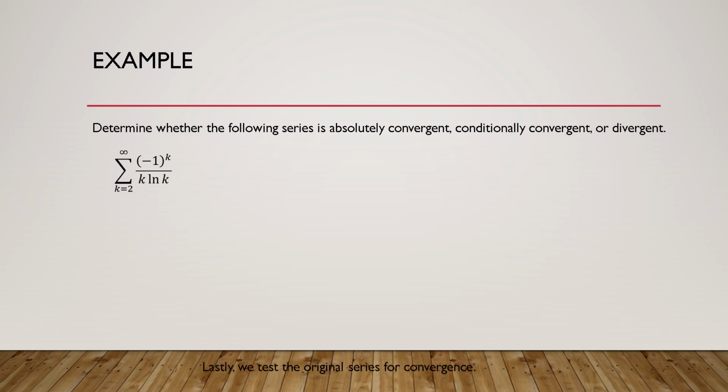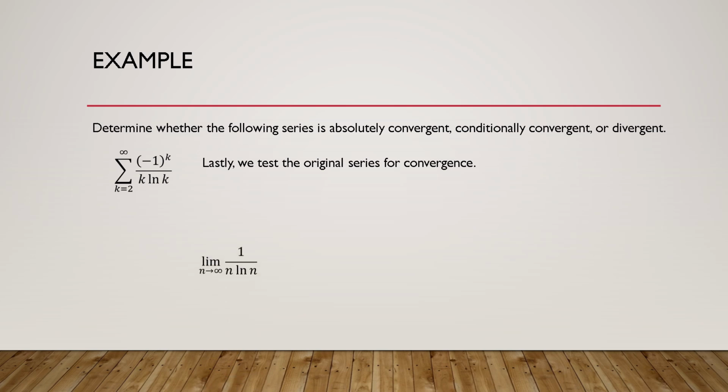Lastly, we determine if the series itself converges. To accomplish this, we have to show that it meets the two criteria for convergence of an alternating series. The first being the limit, as n approaches infinity, of the related function 1 over n times the natural log of n equals 0, which it does. Next, we need to determine that the sequence is non-increasing. For this, we set f of x equal to the related function 1 over x times the natural log of x, and find the derivative.